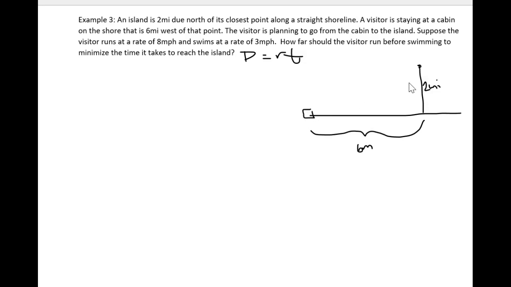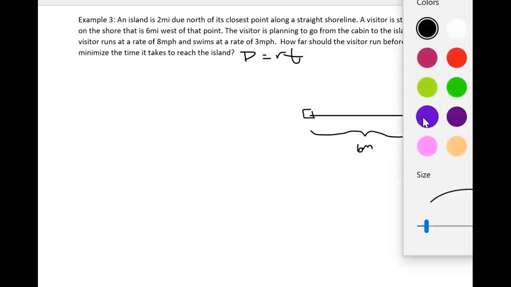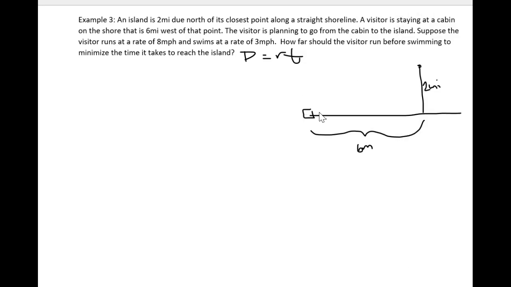Suppose that the visitor runs at a rate of 8 miles per hour and swims at a rate of 3 miles per hour. How far should the visitor run before swimming to minimize the time it takes to reach the island? So it looks like we're going to have someone who takes off along the beach and then at some unknown point is going to swim on a diagonal directly to the island, which is the goal.